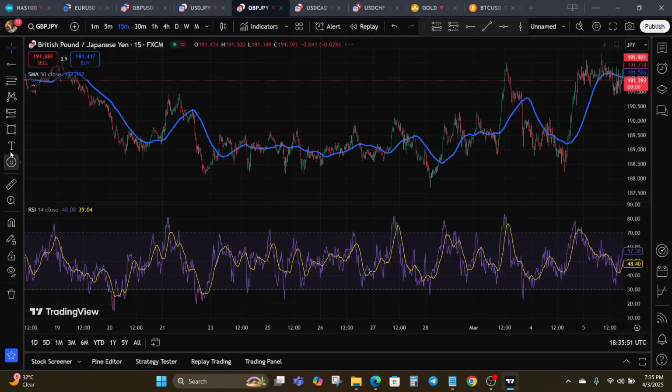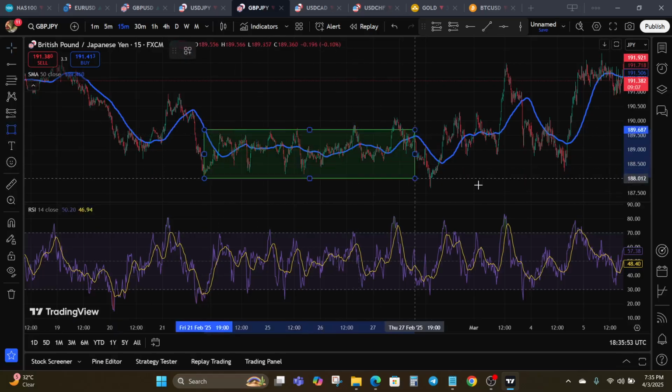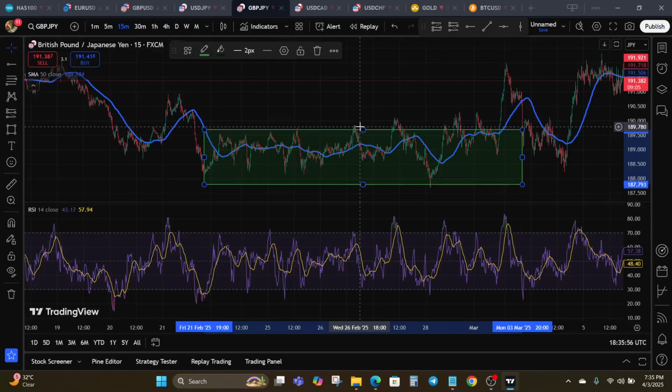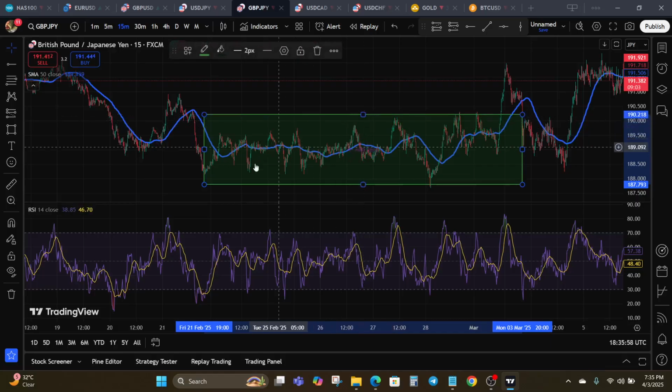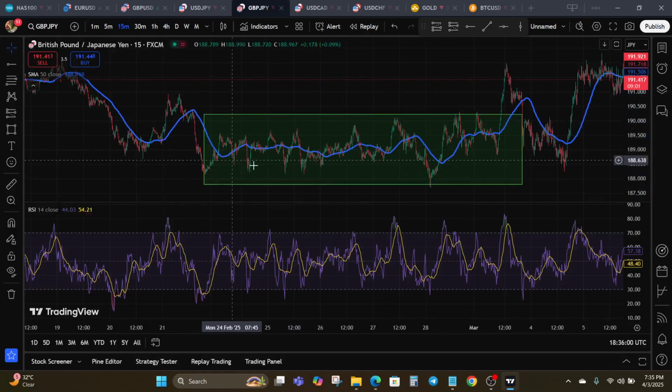You can see another example here. Price was just going sideways. You can see the moving average was just going sideways as well. So no need to look for opportunities. Just stay out of the market when you notice such things.